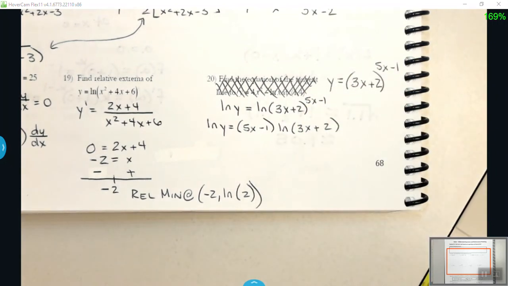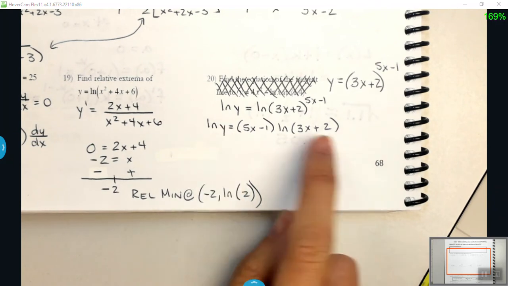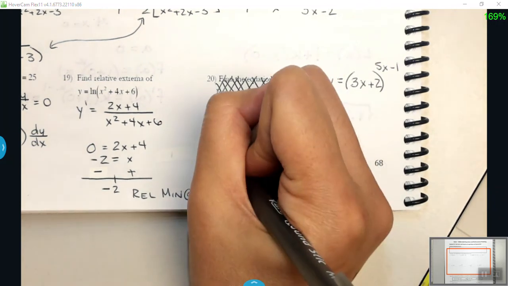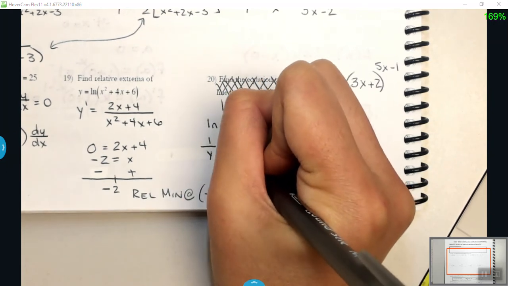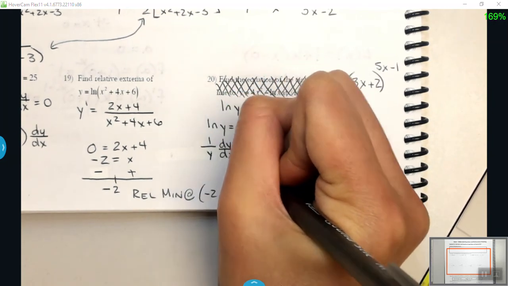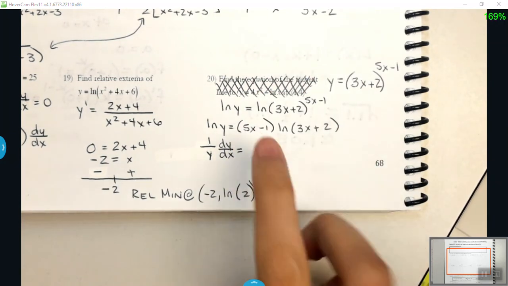All right, all good? Everybody okay with that step? And then once I bring the exponent down in front, now I can take the derivative with respect to x. So this becomes 1 over y dy/dx, because you have to do both sides now since I have a natural log on that side. And then this side I'm going to do product rule.